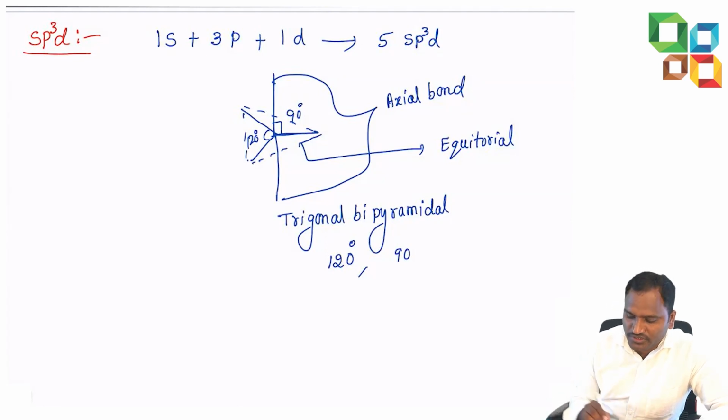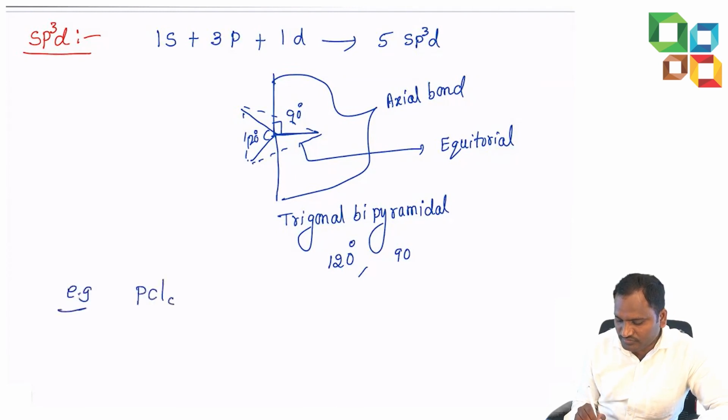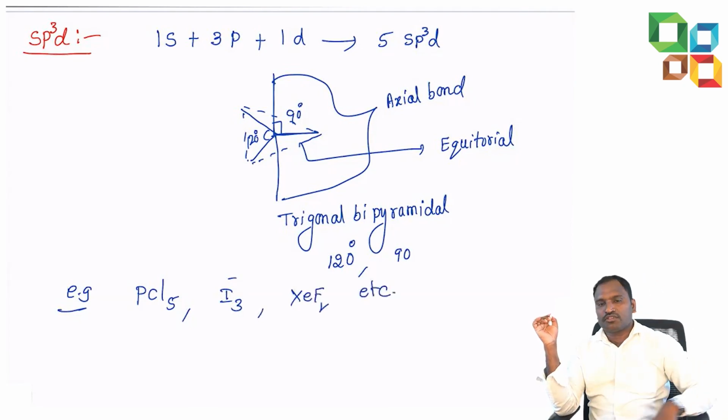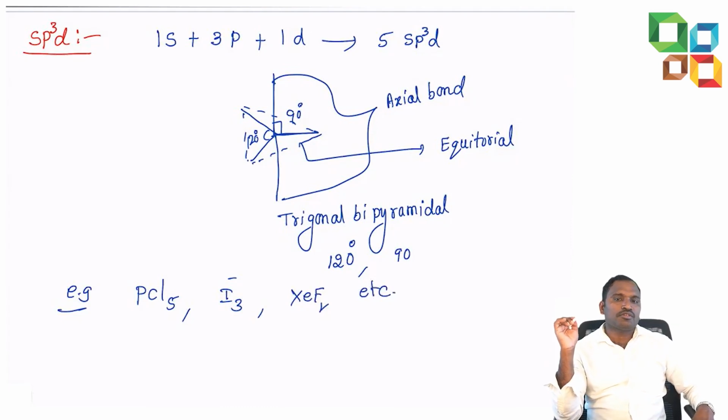Examples for sp3d hybridized molecules: PCl5, I3 minus, XeF2, etc. These are the important examples of sp3d hybridized molecules. We will find out the hybridization of PCl5. What is the central atom here, students?